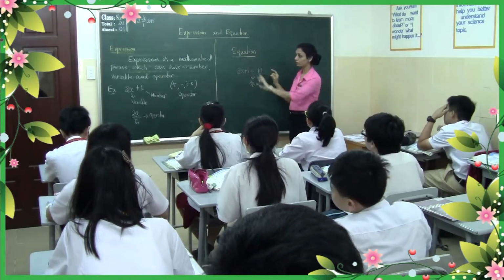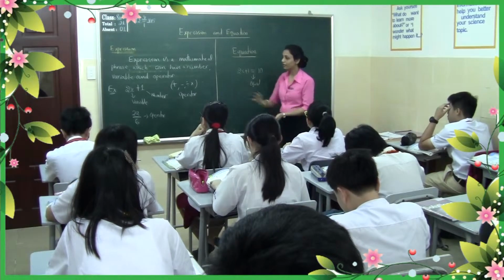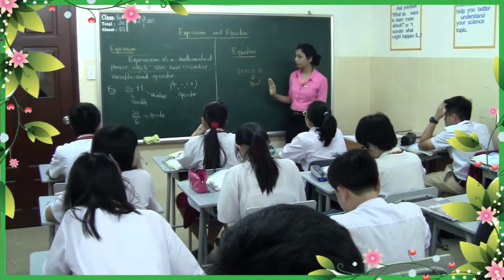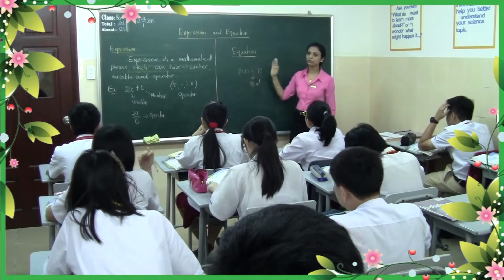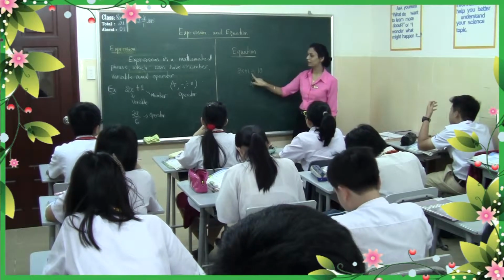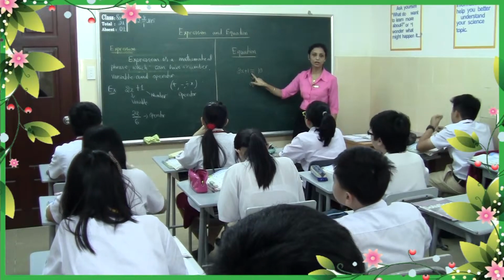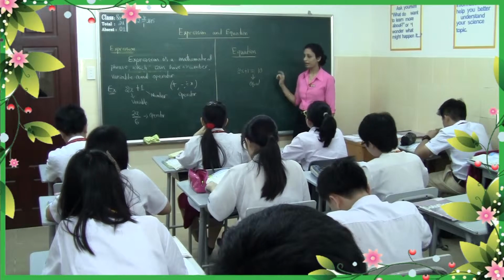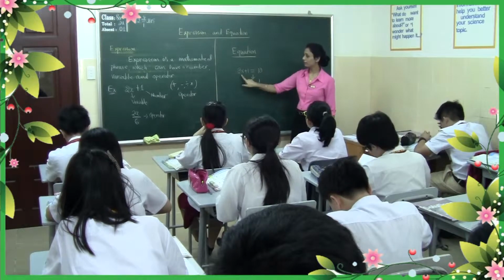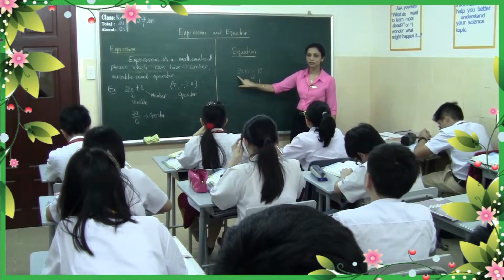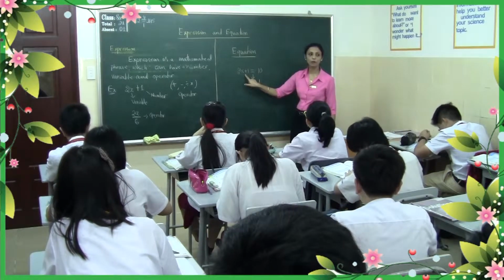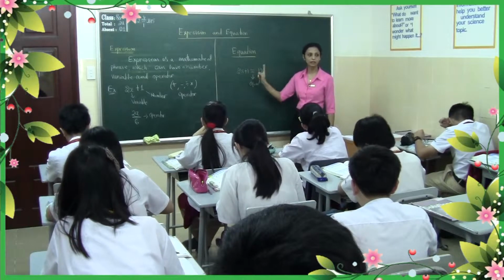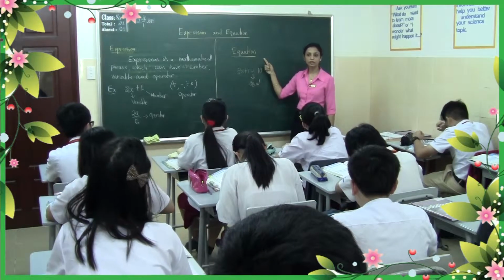Which one is the same? No, both are different. An expression doesn't have any equal sign in it. But when the expression is going to change into an equation, it has to get an equal sign here. Both the sides are equal. And this equation also has a variable, a number, a constant, and an operator with an equal sign. Both the sides are equal. This is called an equation.